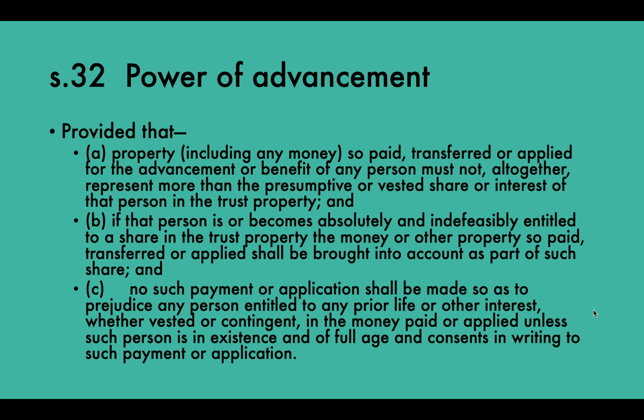And thirdly, it provides that no such payment or application shall be made so as to prejudice any person entitled to any prior life or other interest, whether vested or contingent, in the money paid or applied, unless such person is in existence and of full age and consents in writing to such payment or application. So if we have primary beneficiaries and remainder beneficiaries, if a remainder beneficiary asks for an advancement, this cannot be done if it would be to the detriment of the primary beneficiary. So the ones first in line will have priority.